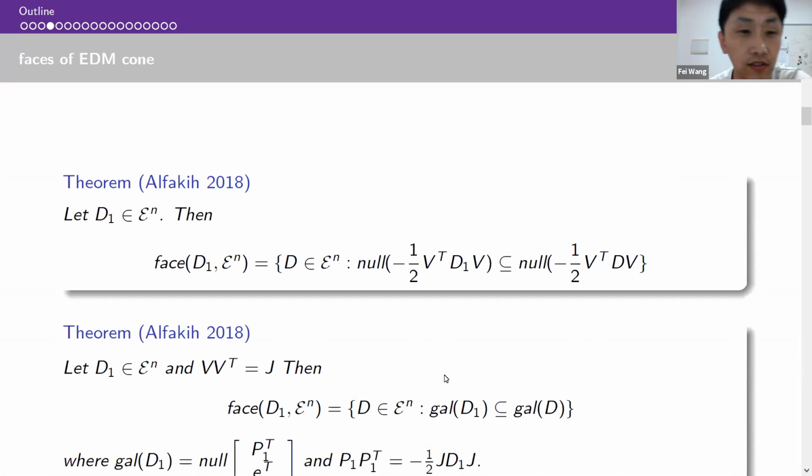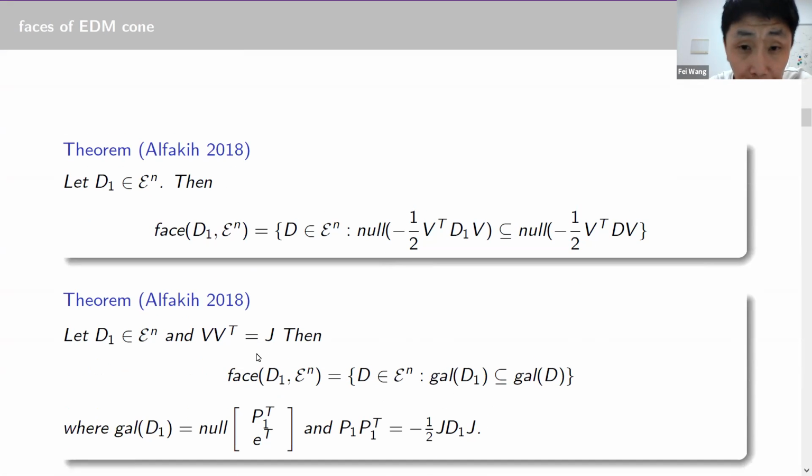There are some theorems that characterize the faces of the EDM cone, these two theorems from Abdo Alfakih's book. The first theorem says: let D1 be an EDM matrix, and consider the face of D1, which means the face that contains D1 as a point in its relative interior. For each EDM matrix, there is a unique minimal face that contains D1 in its relative interior. That is the face of D1 in E_n.